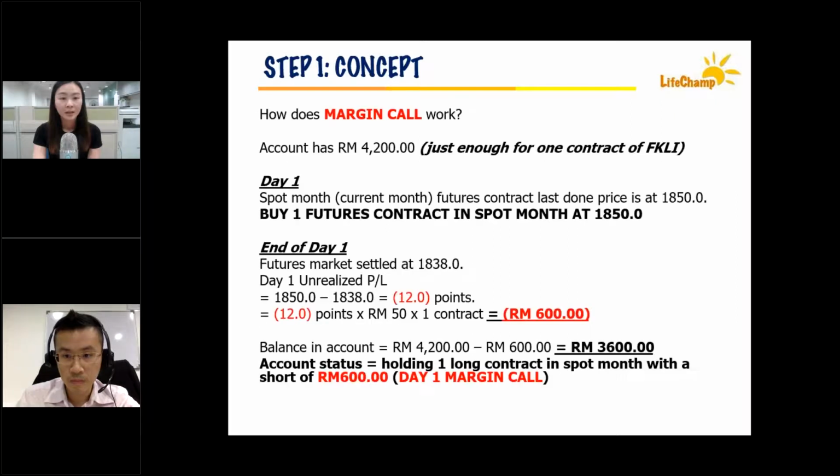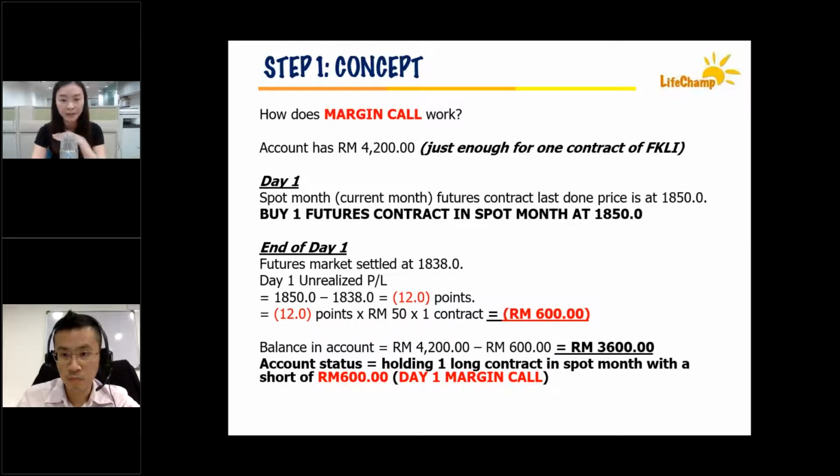How does a margin call work? We take one example. Your account has 4,200, just enough for one contract of FKLI. On day one, the futures contract's last traded price is 1,850, and you go in and buy one futures contract in the spot month. Spot month means the current month. So the current month is November, and you buy the November contract at 1,850.